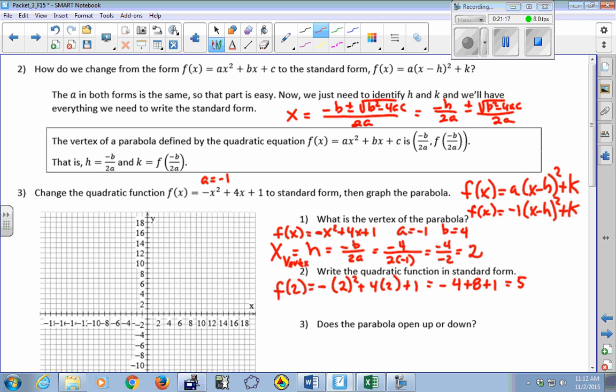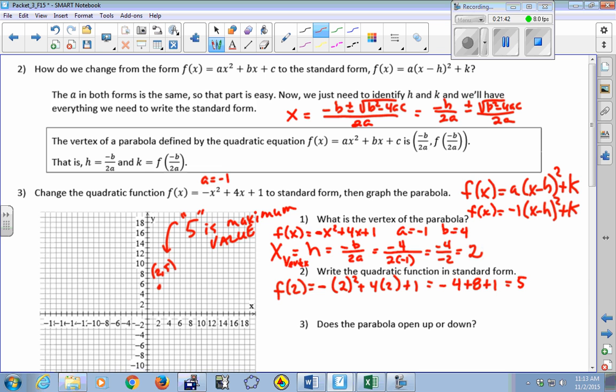So let's go 2 and up 5. So there's our vertex. We know 5 is the maximum value that this function takes on. It occurs at 2, but I don't really care. 5 is the maximum value because everything else is going to drop. All my other y values will drop from here.